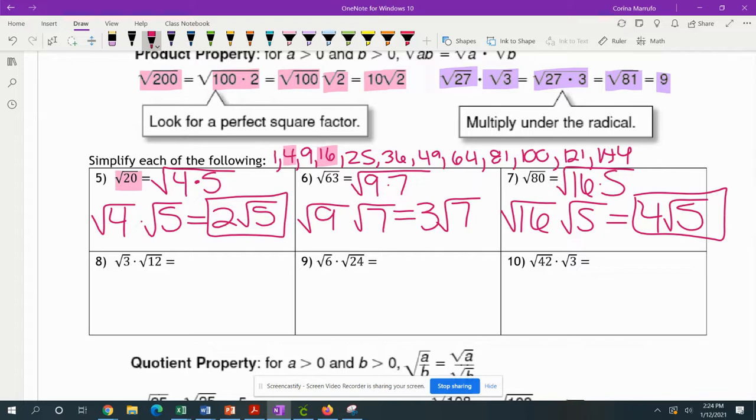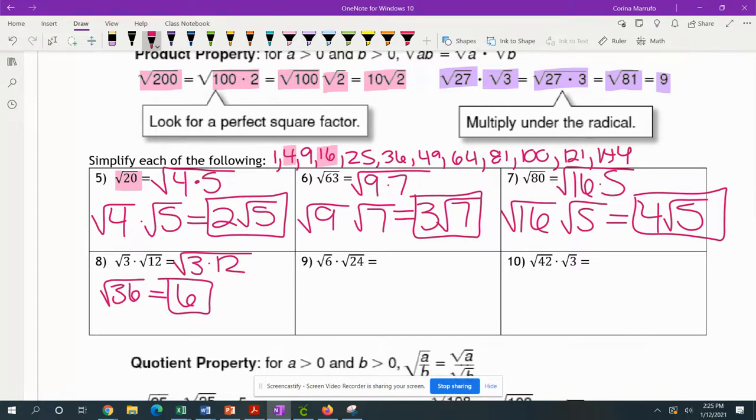All right. The next one here, we have the square root of 3 times the square root of 12. Let's go ahead and put them in the same square root, so 3 times 12. Well, we know 3 times 12 gives us 36, and the square root of 36 is 6. And that's it. All right, the next one we have 6 times 24.